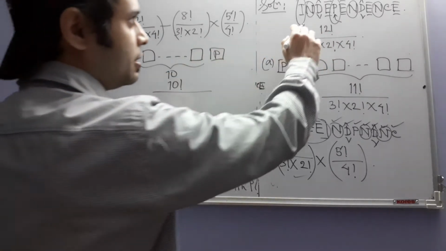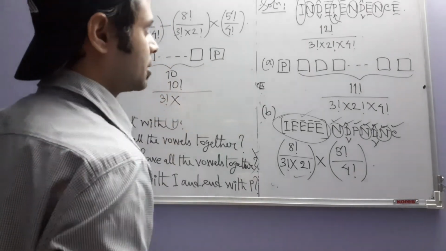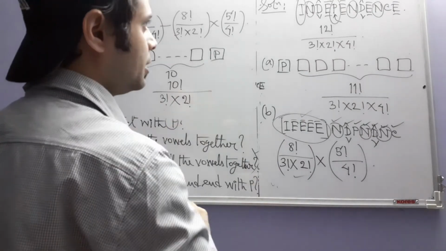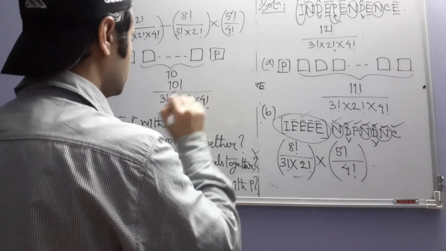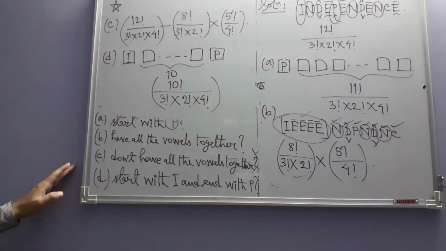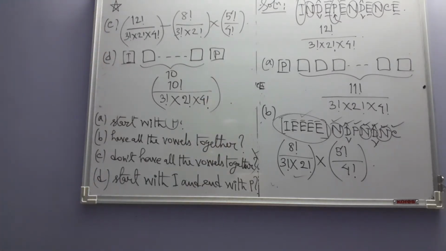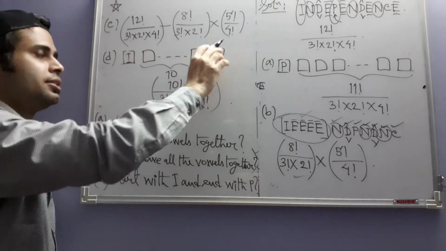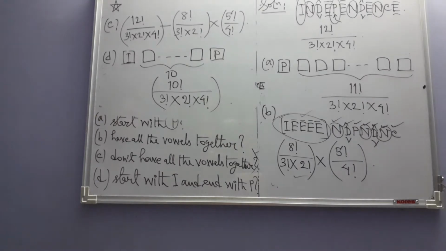Now there again, N is appearing 3 times, so we divide by 3 factorial. D is appearing 2 times and E is appearing 4 times. So this is the answer for part D, and that completes the solution. You can use calculators to find these values, but knowing the method is more important.